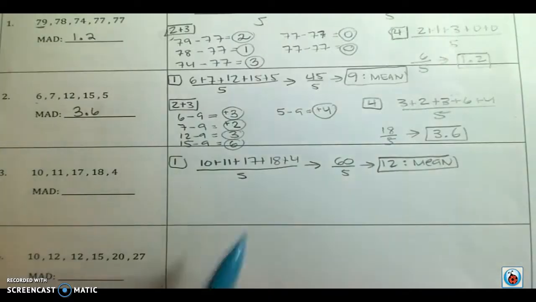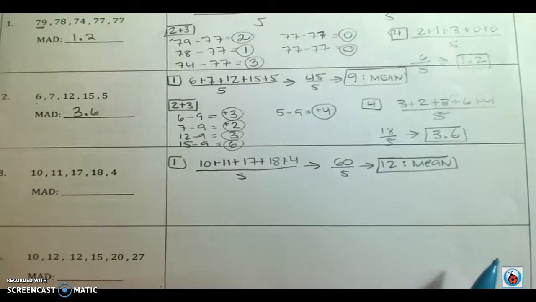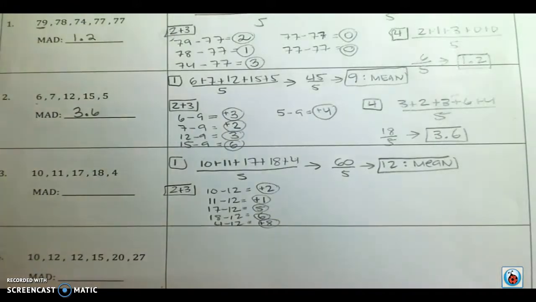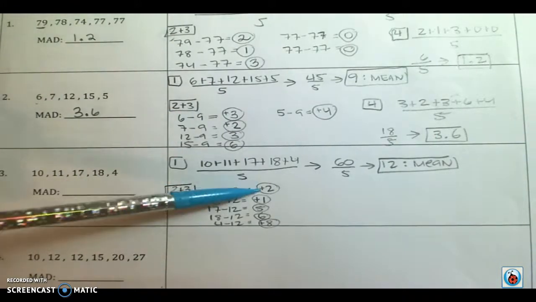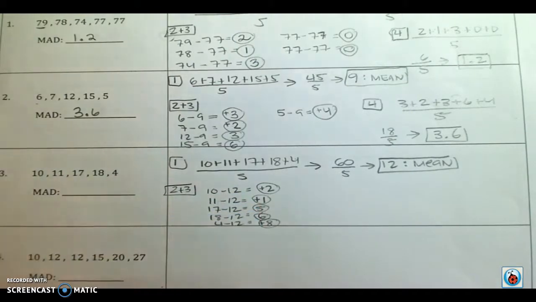All right. How'd you do? Step 1, you should have gotten that the average was 12. Pause the video and go ahead and do step 2 and 3. Find the difference between each data value, but take the absolute value of it. Okay, how did you do? You should have had 2, 1, 5, 6, and 8. All right, you ready for your final step? Find the average of those differences. Pause the video and check back in.